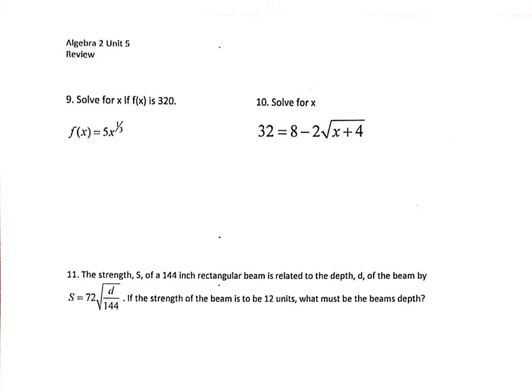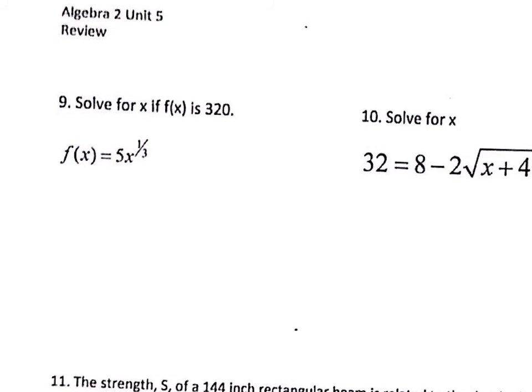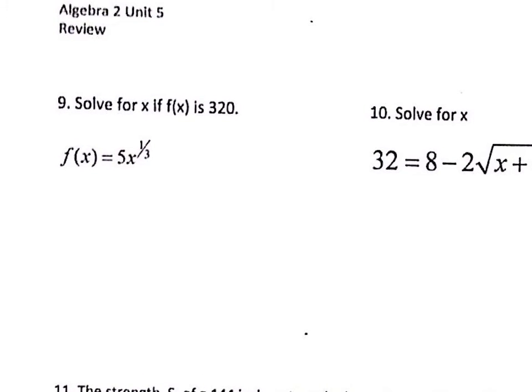Now go ahead and flip the page, look at number 9. Most important part is in the directions here. It says solve for x if f of x is 320. So you know exactly what to swap out for f of x. So we've got 320 equals 5x to the 1/3.